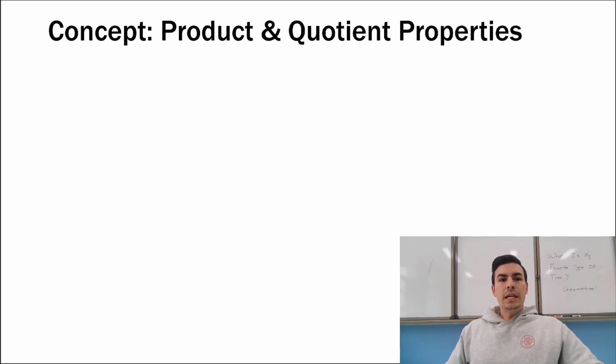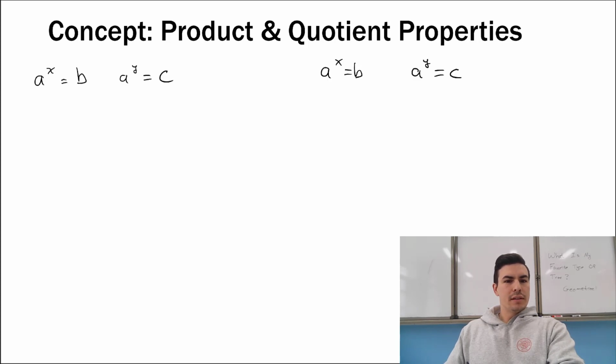We have three properties we're going to go over in this video. We're only going to prove two of them, but we can prove the third one with very similar thinking. We're going to do one on the left-hand side and one on the right-hand side here, and we're going to start them both off with these two truths: we're going to let a raised to the x power equal b, and we're going to let a raised to the y power equal c.